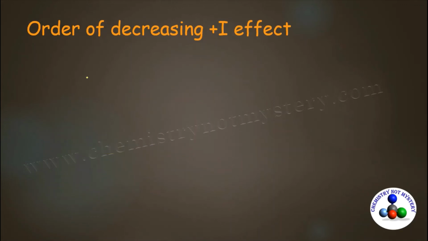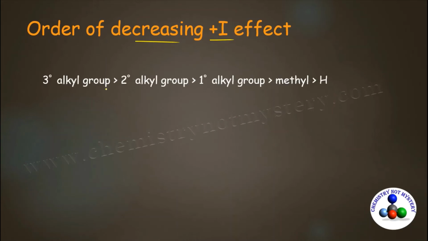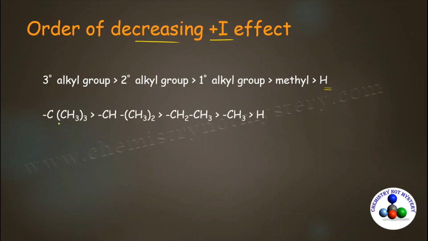Here is the list of functional groups in decreasing order of plus I effect. Tertiary alkyl group shows maximum plus I effect, then secondary alkyl group, then primary alkyl group, then methyl, and hydrogen shows the least plus I effect. Or you can write it in this way also. Here this carbon is tertiary carbon, this carbon is secondary carbon, here this is the primary carbon, and this is methyl and this is hydrogen.